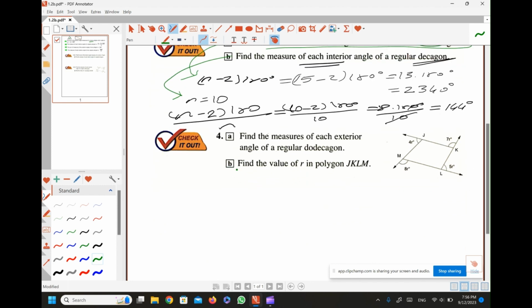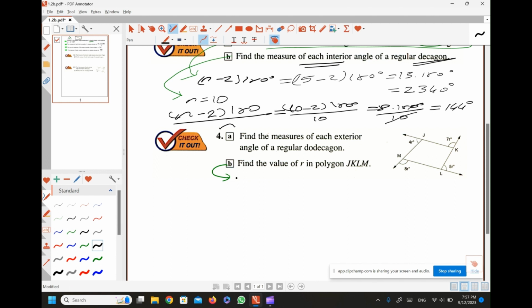Let's start from B. B is asking about r in the polygon. We are given the exterior angles of a quadrilateral. What we know is the sum of exterior angle measures is 360. So let's add them up.